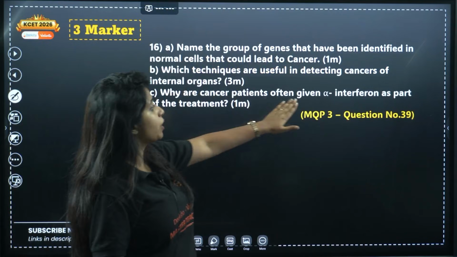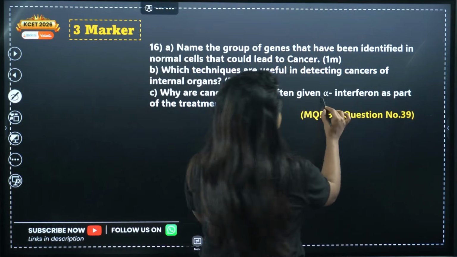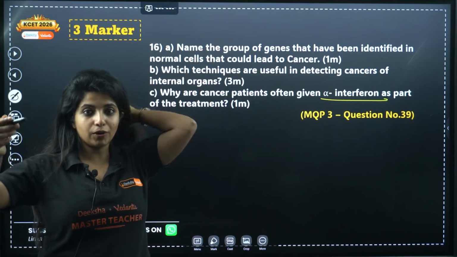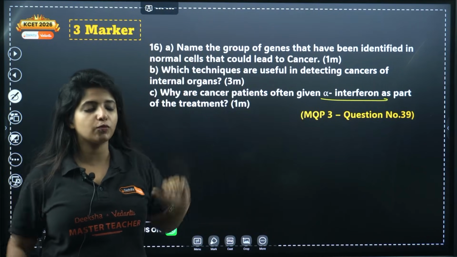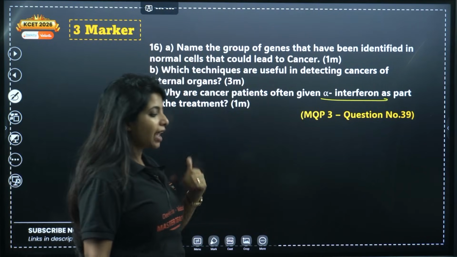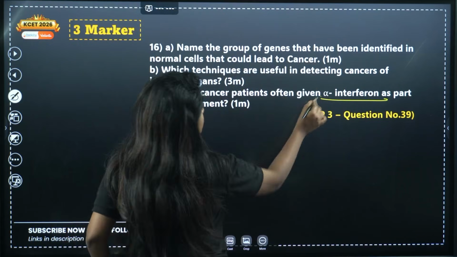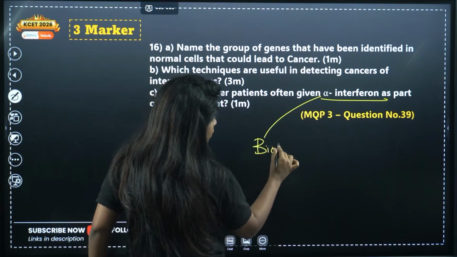Now there is one more question. Why are cancer patients often given alpha interferons as a part of the treatment? The interferons which were released before, that is different. This is alpha interferons which you're talking about. Why do you think cancer patients are given alpha interferons? Because they are biological response modifiers.